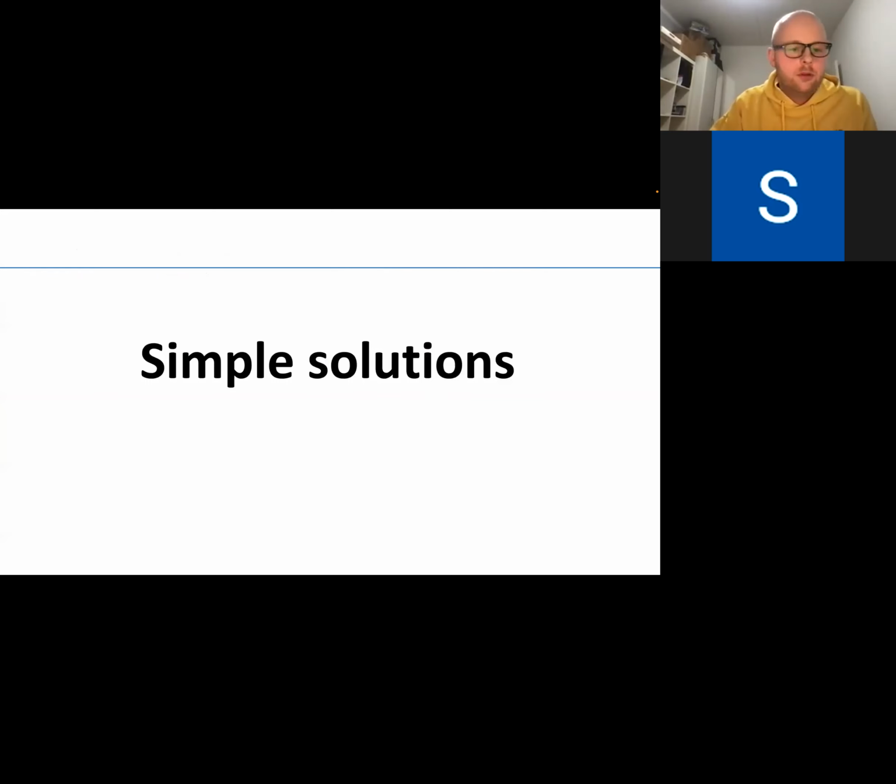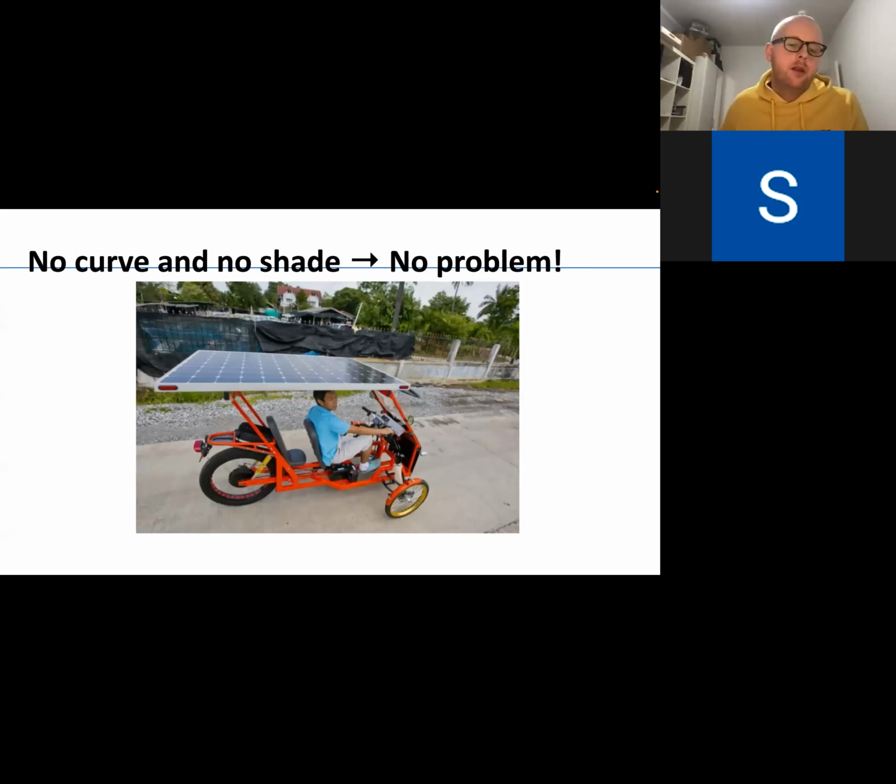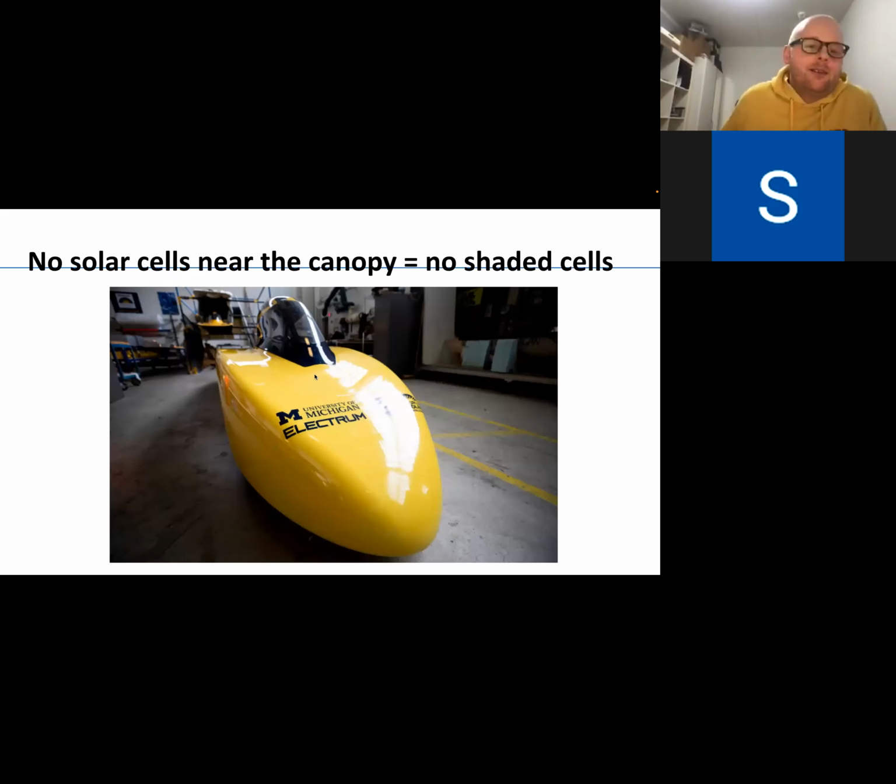Simple solutions for that. You can just make sure that you have no shade on your array at all. For example, how those guys did it, but usually that has some negative impact on your aerodynamics. Here's another example, Michigan. They made a car and they just put all the solar cells on the back and nothing next to the canopy. So you don't have shade. That's all great for the array, but it does make your solar car a little bit bigger, which is then not as good for your aerodynamics.